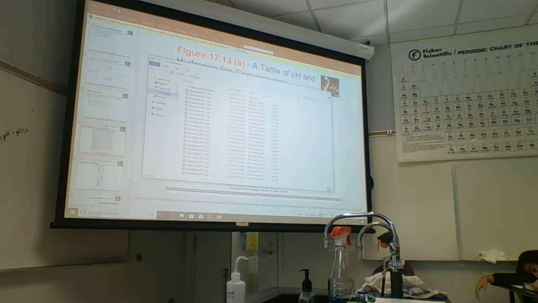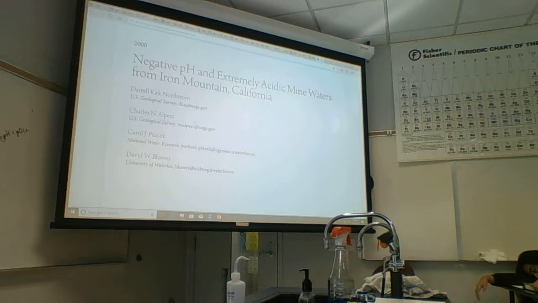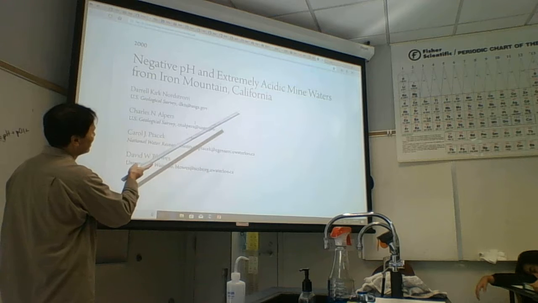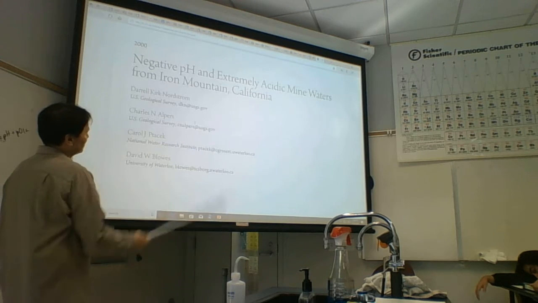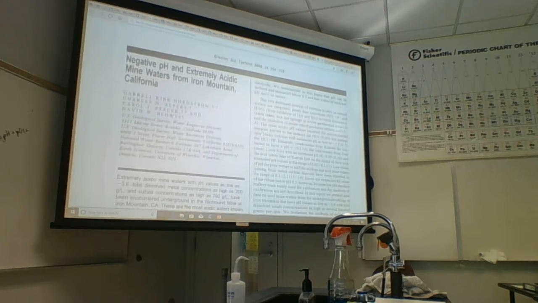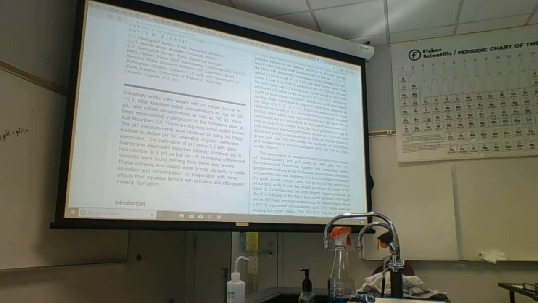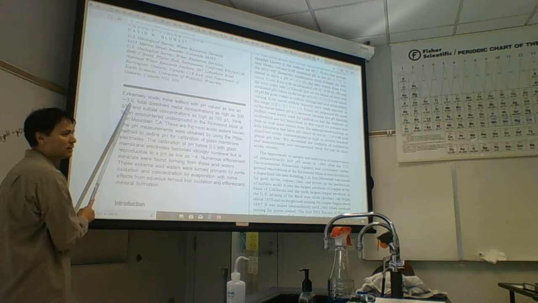Are they man-made or could they be natural? Well, it could be natural. Like, here's a paper from 2000. Negative pH and extremely acidic mine waters. Well, maybe it's not natural, it's mine waters. From Iron Mountain, California. Known for many extreme things. But anyway, what is the pH they found in the mine water here? Let's look. As low as, wow. This is really low. pH values as low as minus 3.6. That's really acidic, actually.